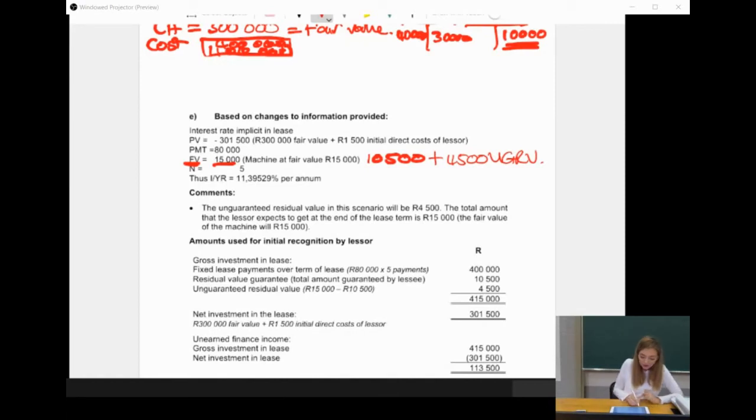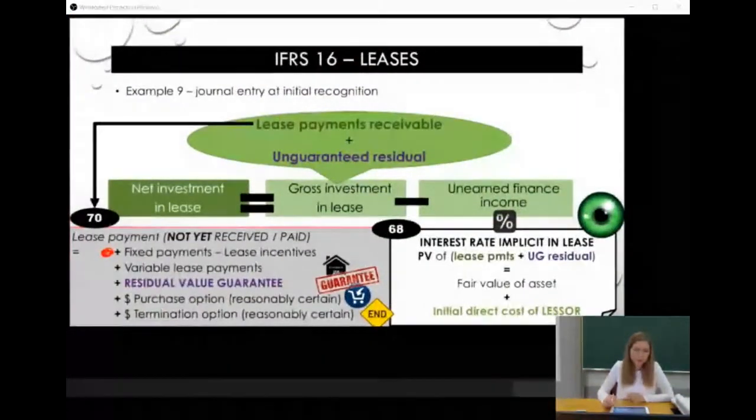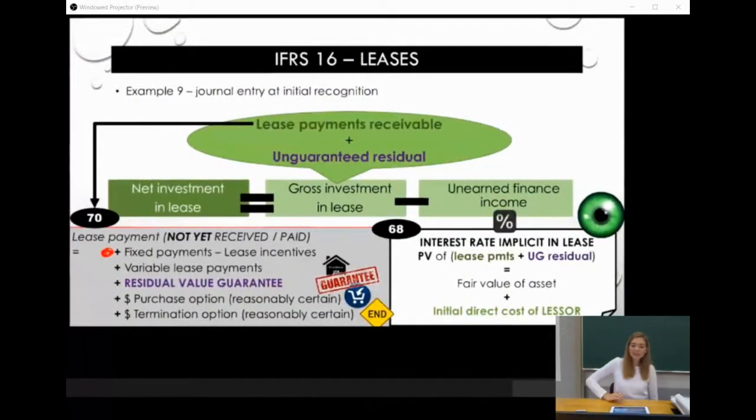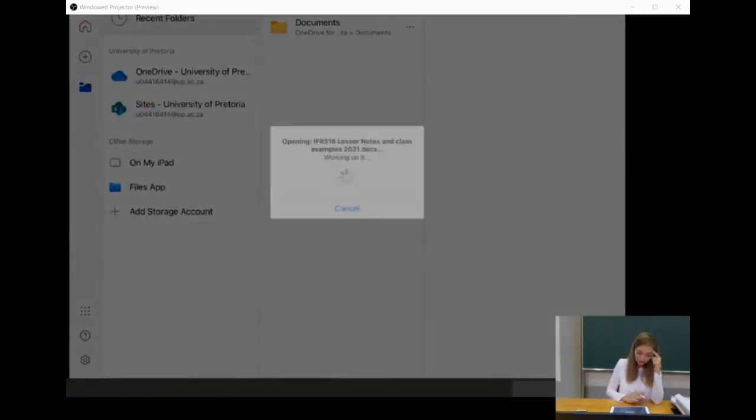And also note that for my gross investment in the lease, we will now add our unguaranteed residual value so that we get to the 415,000. Okay. Good. So that is example 12, initial recognition. Example 9, initial recognition. How would the deposit paid by the lessee affect all these journals? Okay, so how would the deposit paid by the lessee affect the journals?